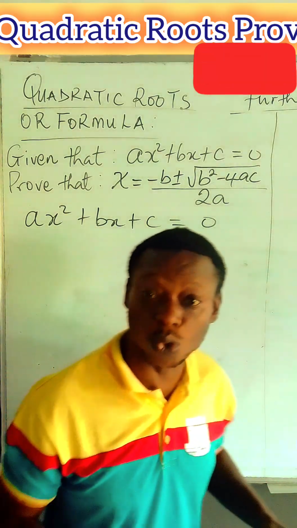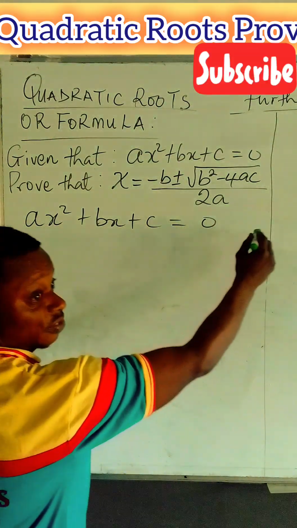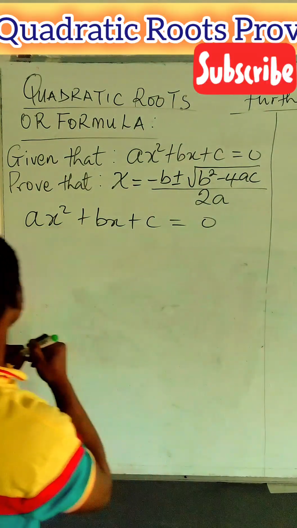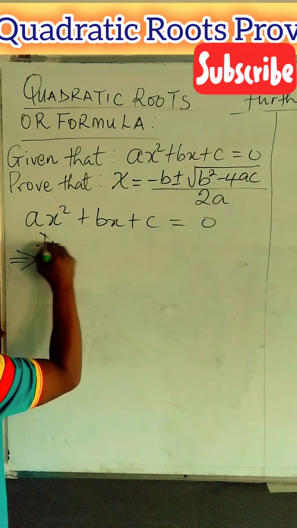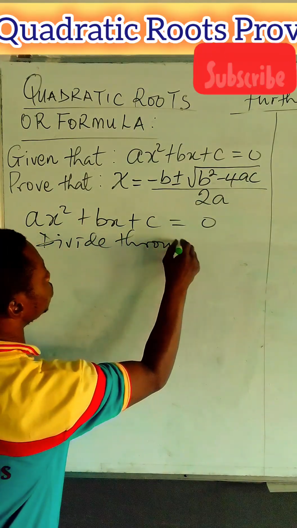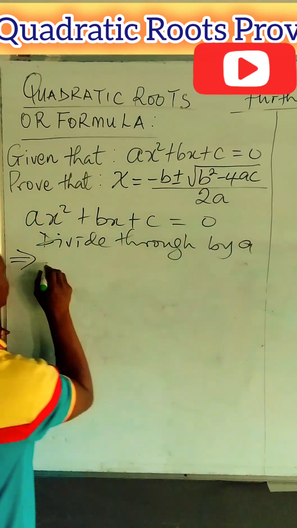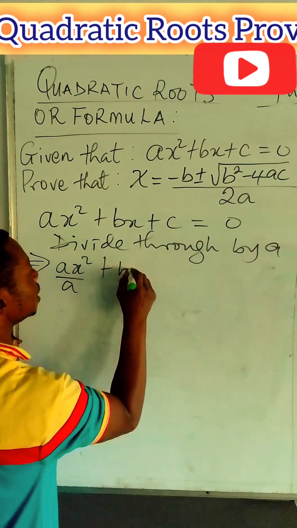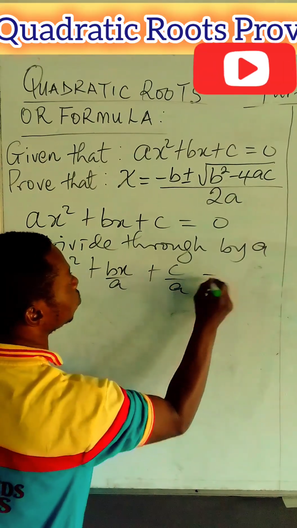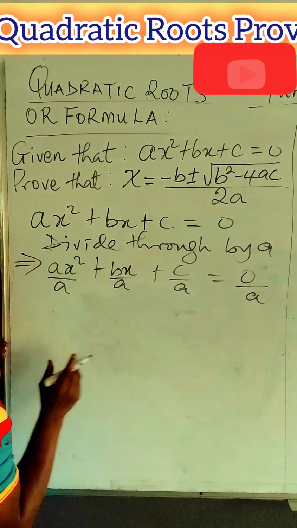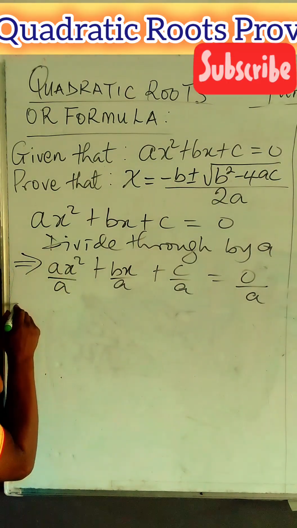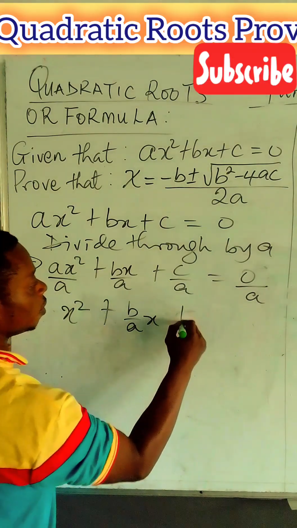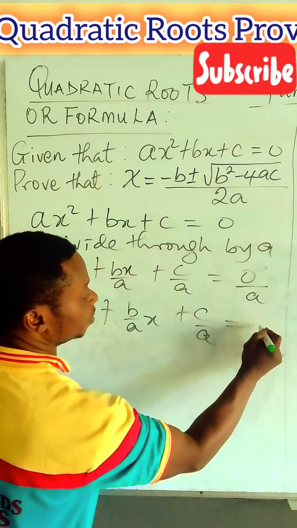So the first thing that we are going to do is to divide through this quadratic equation by the coefficient of x squared, which is a. So we begin. Divide through by a, and we are going to have ax squared over a plus bx over a plus c over a equals 0 over a. Our next step, we simplify. We know a and a is gone. We will have x squared plus b over a of x plus c over a equals 0, because 0 over a is 0.